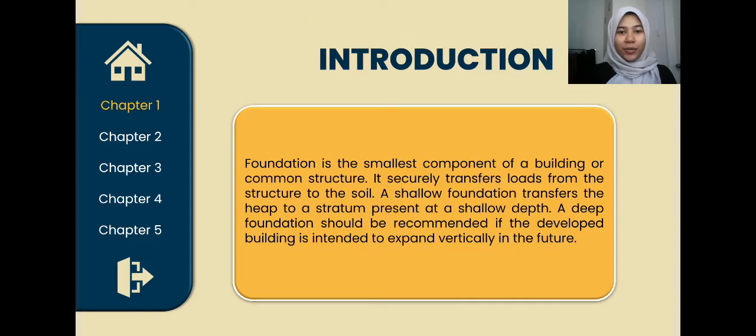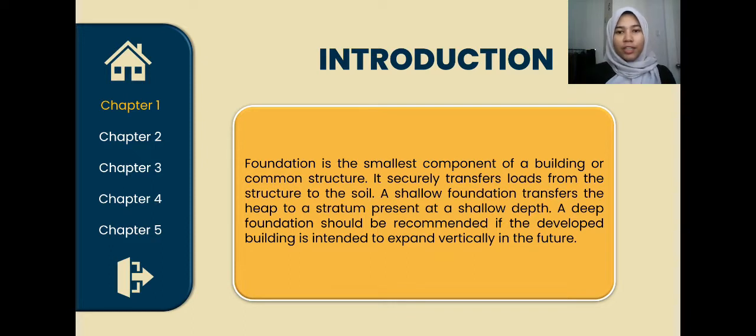So I will continue. My part is the introduction. Foundation is the smallest component of a building or common structure that comes into direct contact with the soil and securely transfers loads from the structure to the soil. Foundation can be divided into two types, shallow foundation and deep foundation.